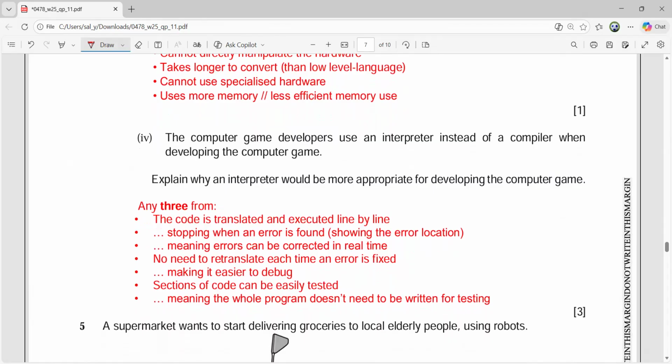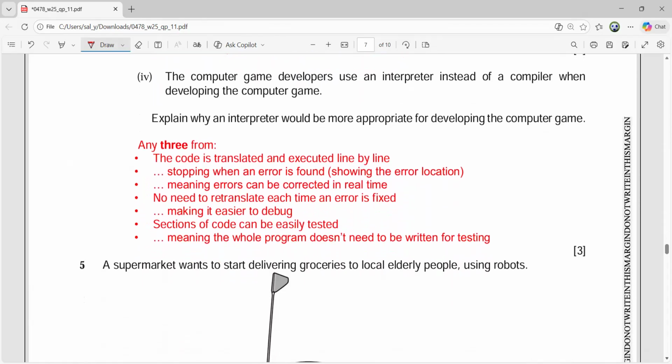And it's a 3-mark question. You will be able to score 3 out of 3 in this part if you have written all the answers properly about the high-level language and about the interpreter, and your marks are yours. Question number 5.